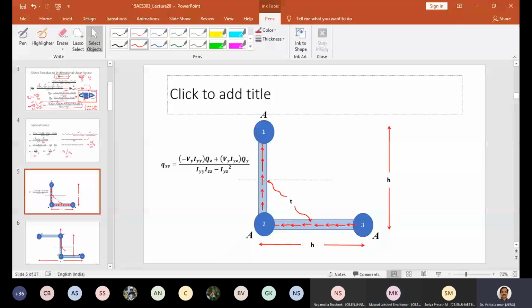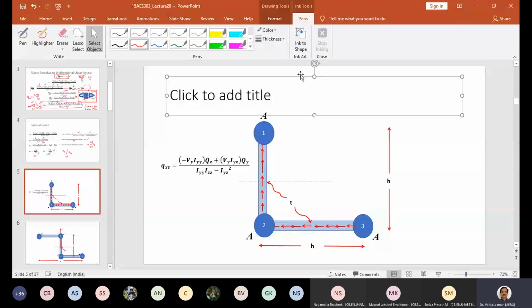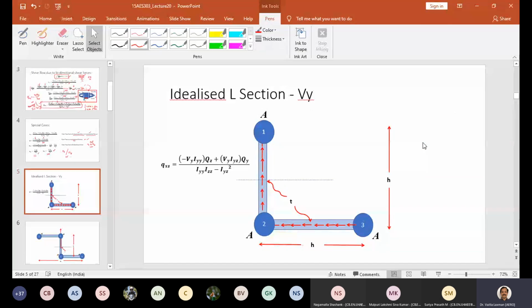Then let us solve some problems. Nothing great. This is an idealized L section subjected to shear force, only unidirectional shear force Vy. Only Vy is acting. So now the formula is here, and we try to find the shear flow. What do you have to do? You have to write down the steps to follow.